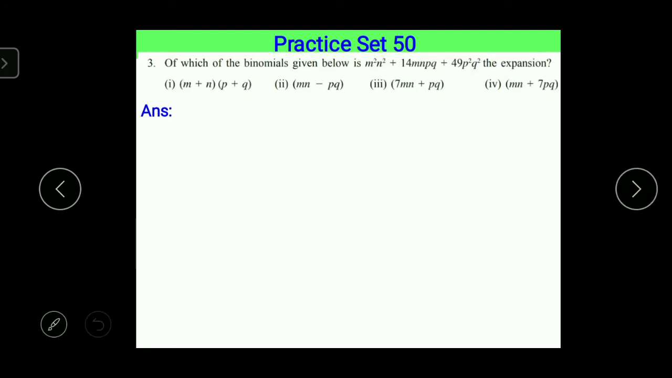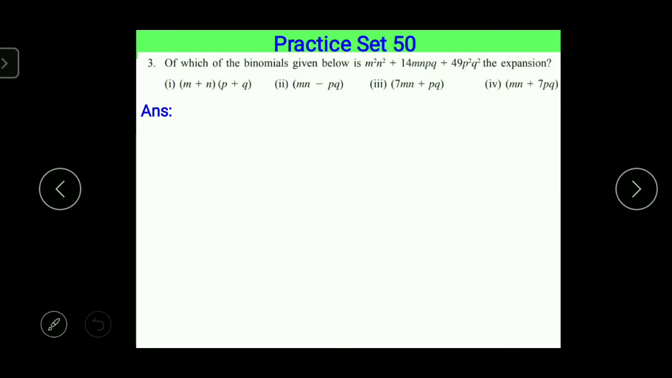Here in question number 3: of which binomial given below is m square n square plus 14 m n p q plus 49 p square q square the expansion? So here we have to find for which expansion we are going to get this answer, students. So let's solve. We'll start with the solution.